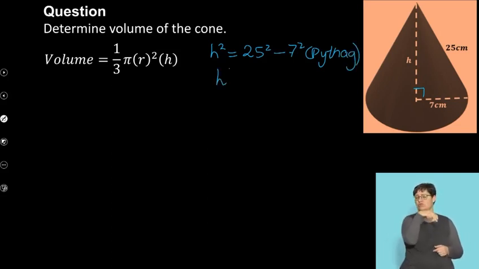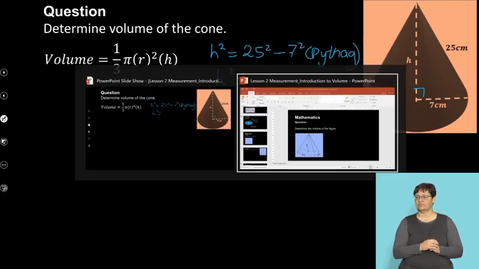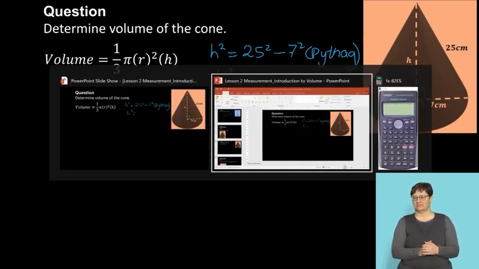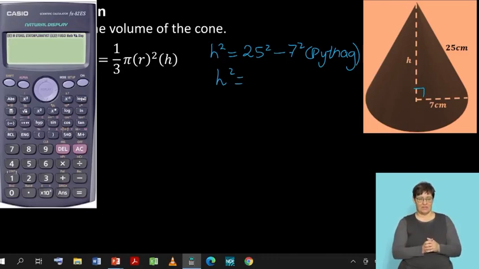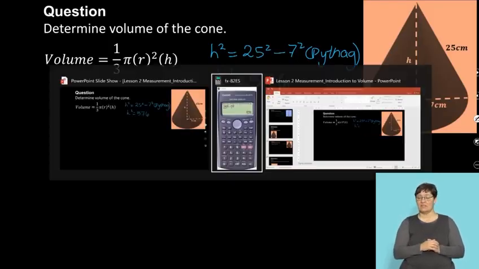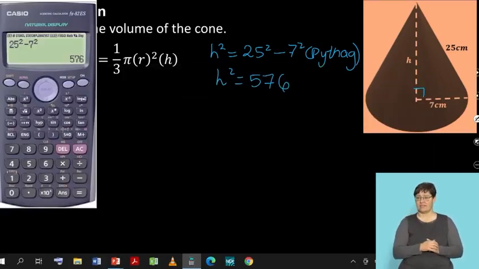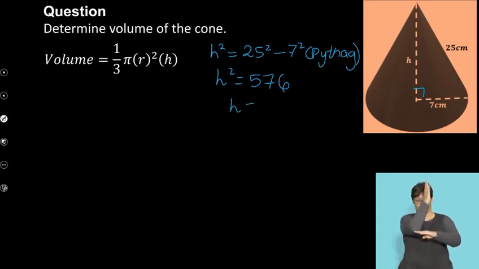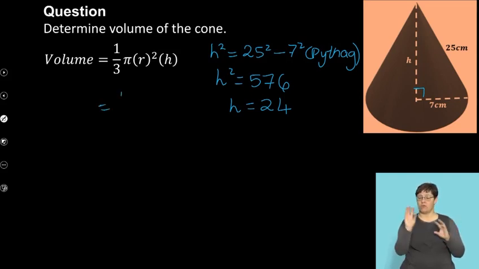Now, to find an expression for h squared, I'm going to use my calculator. Great, so I have 25 squared minus 7 squared, which is going to give me 576. Then if I square root that, it's going to give me 24. So I'm going to have a perpendicular height of 24. So I can now fill in the information for my volume.